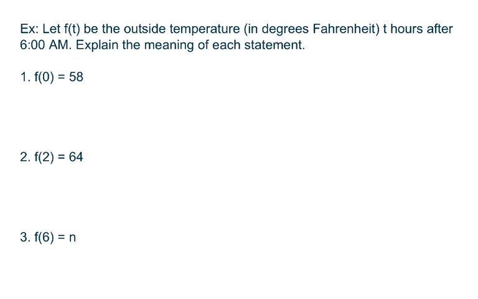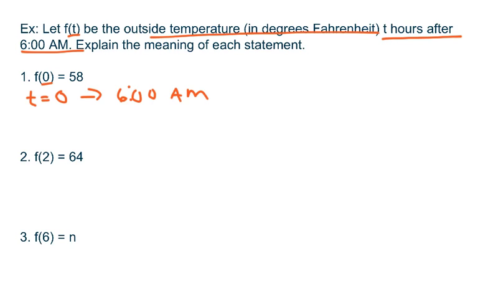So number 1 says f of 0 is equal to 58. What happened was we replaced t with 0, and t is the number of hours after 6 a.m. So if t is equal to 0, that time would be 6 a.m., because it's 0 hours after 6 a.m. At 6 a.m., it says it's equal to 58. And f of t is the outside temperature in degrees Fahrenheit. So what this says is that at 6 a.m., the temperature is 58 degrees Fahrenheit. That's all that statement is saying.